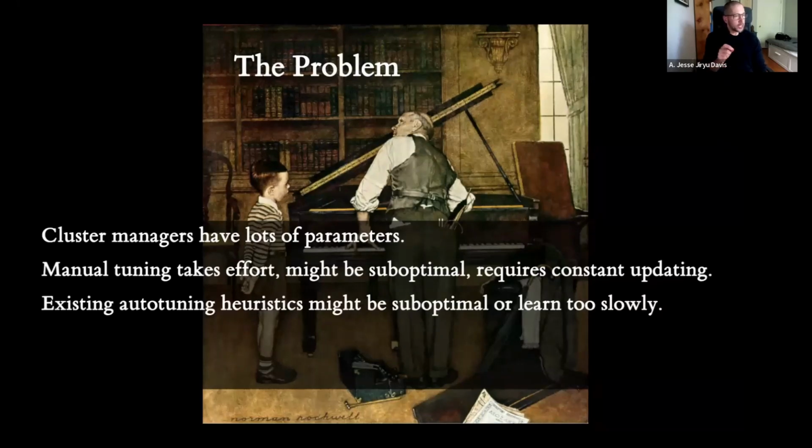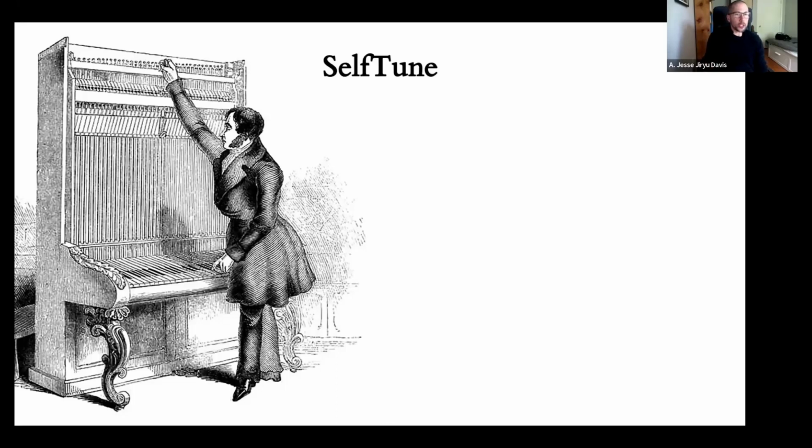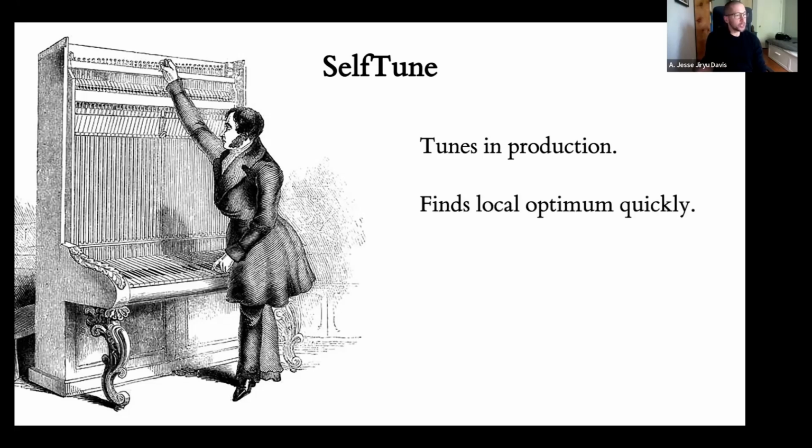There are lots of answers to this already, and the authors criticize the prior work by saying either that it doesn't reach the optimal values, or more importantly, that the existing heuristics don't learn quickly enough. They learn too slowly. So they present SelfTune, which tunes in production. So there's no separate experimental phase, because experiments are expensive. So you need to find a local optimum quickly, because the period during which your production system is running with suboptimal parameters is costing you something. You're either spending too much money on hardware or you're violating your SLAs.